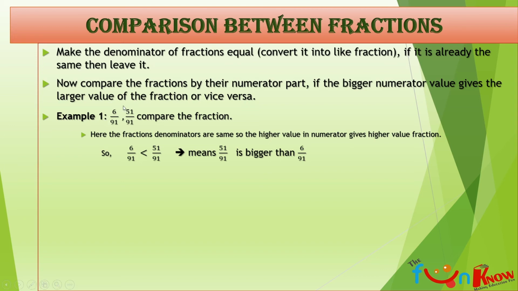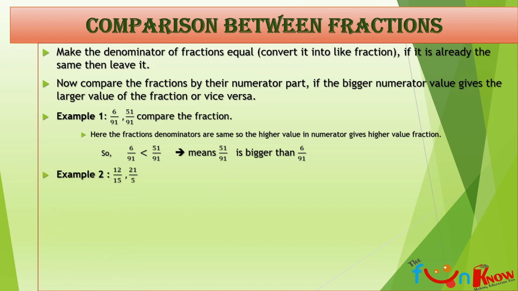Numerators are 6 and 51. Obviously we know 6 is less than 51. So here 6 by 91 and 51 by 91. Obviously 51 by 91 will be a greater value than 6 by 91. That means 51 by 91 is bigger than 6 by 91. Let us see another example, students.